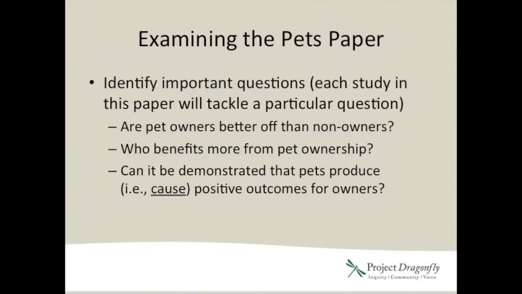Now let's take a look at the PETS paper. This paper has 3 experiments, with each experiment trying to tackle an important question. The first study will look at whether or not pet owners are better off than non-owners in terms of health and well-being outcomes. The second study looks at who benefits more from pet ownership. That is, if pet owners do benefit, can we determine which pet owners benefit the most? And lastly, the third study will try to causally demonstrate that pet ownership produces positive outcomes for owners.